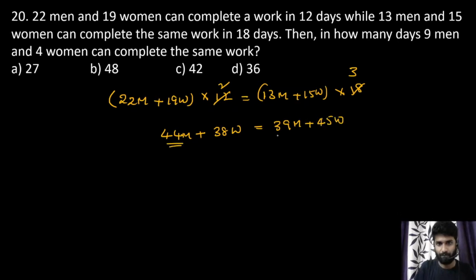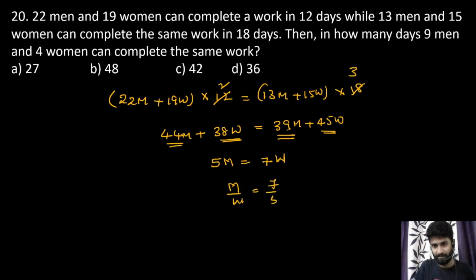Now see, 44 minus 39 is exactly equal to 5 men. Next, 45 minus 38 is equal to 7W. So it's not 8W, it's 7W. Yeah, see, it's 39. Now M by W is exactly equal to 7 by 5. The approach is the same. Maybe I made a mistake in the calculation.